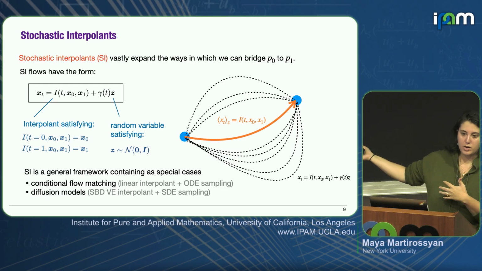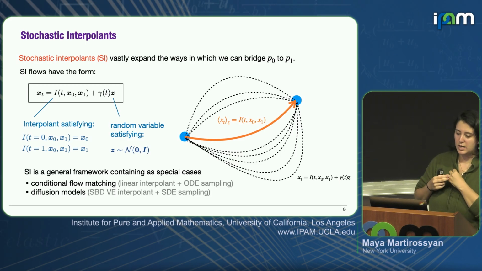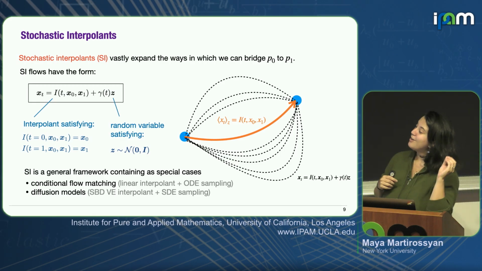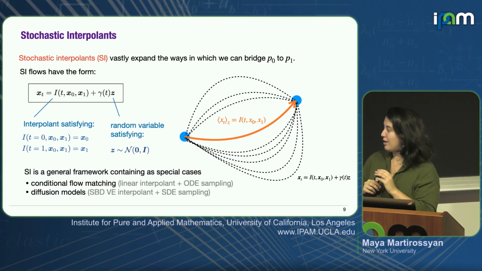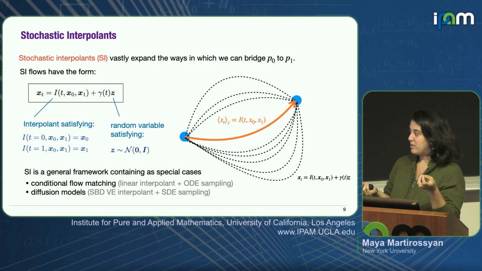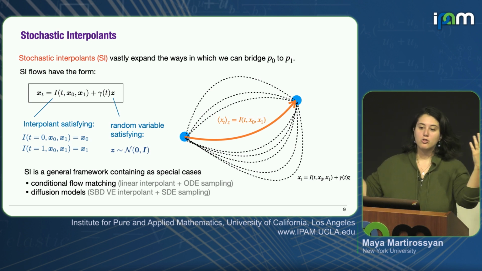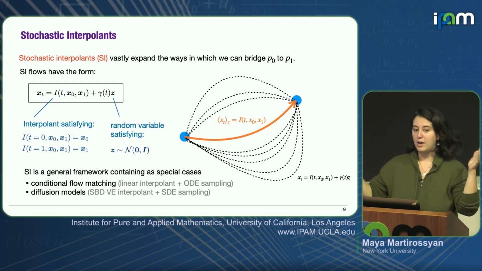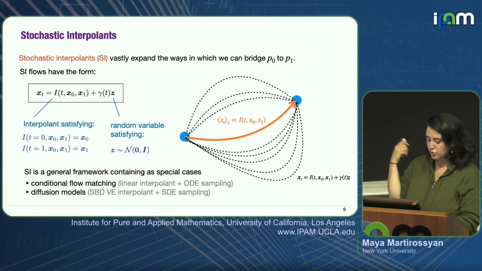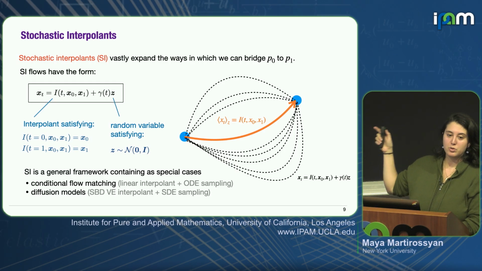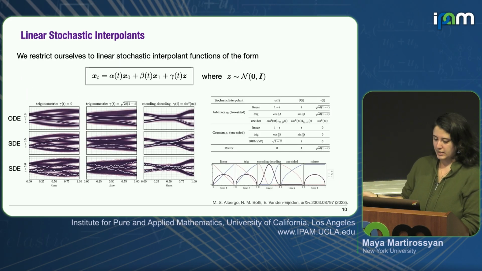Diffusion models are sort of the other end of the spectrum. If you use a variance exploding noise scheduler, with what's called a score-based diffusion interpolant, and you use an SDE, you map onto a diffusion model. But those are just two limiting cases. You can have anything in between as well. That's, I guess, the nice thing afforded to us by this flexibility.